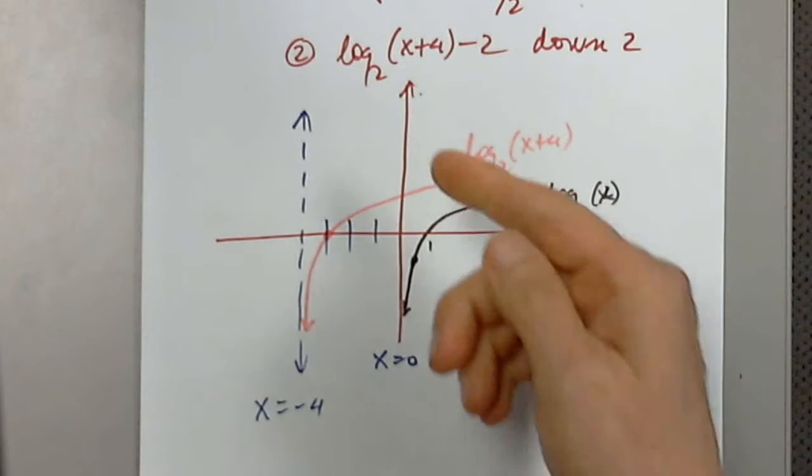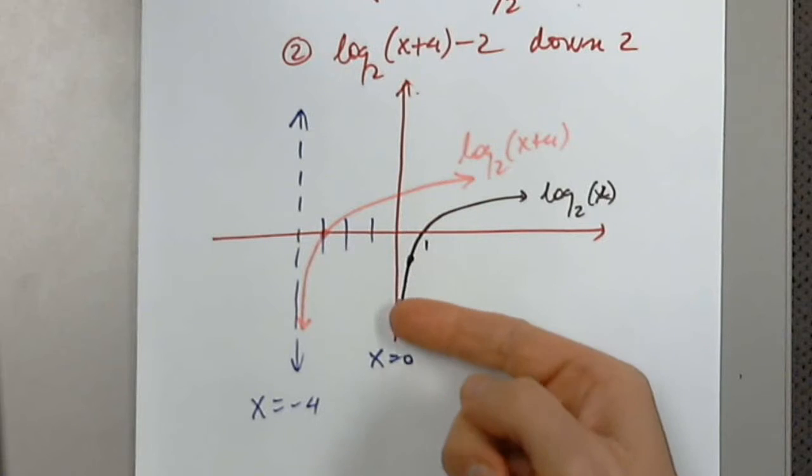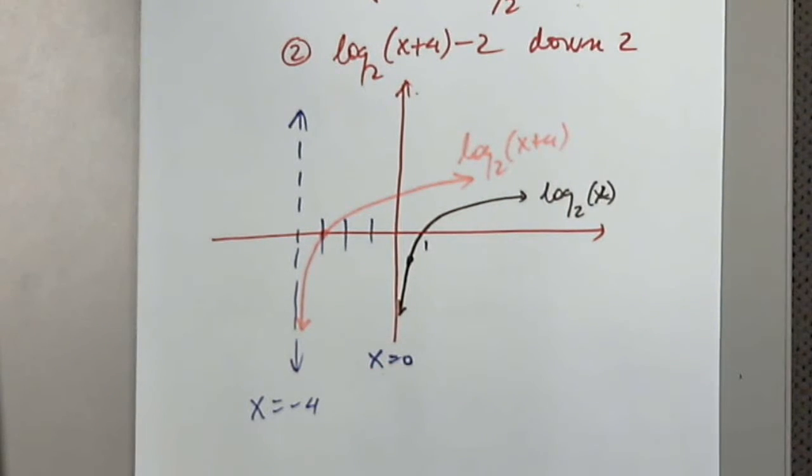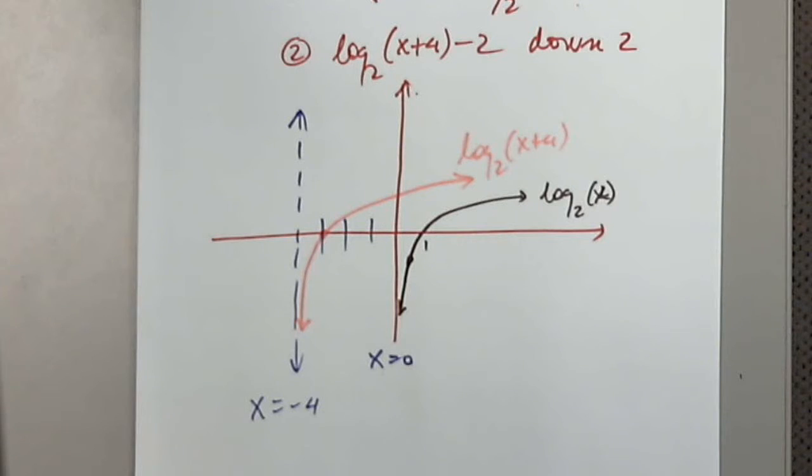Gotcha. So the asymptote was at 0, it moves 4. The graph was this, and it moves 4 to the left. Okay. Is that okay? So now down 2. So where is my marker now going to go?